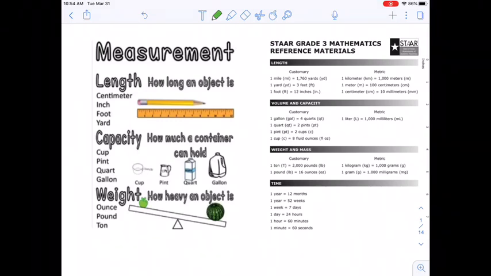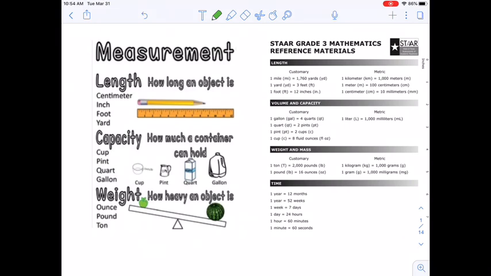Hi guys. In this unit we're going to be focusing on measurement. Now measurement can be looked at in several different ways. We could be talking about the length of something, or how long it is. We could be talking about its volume or capacity, meaning how much does a container hold.